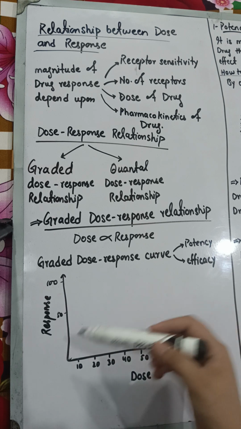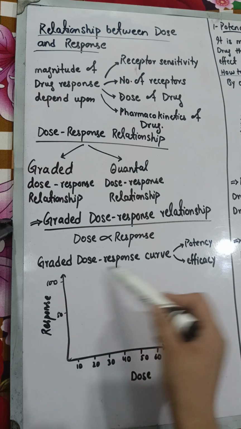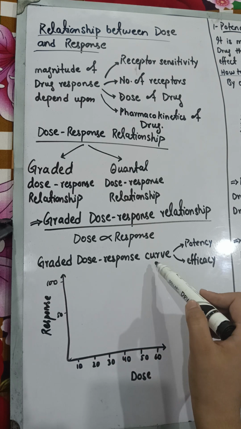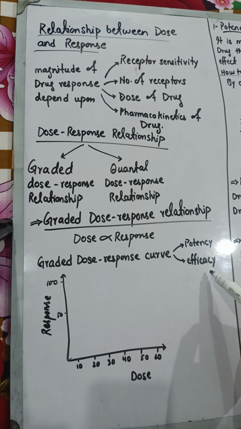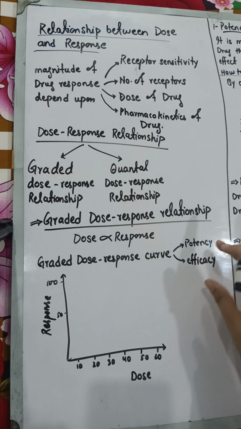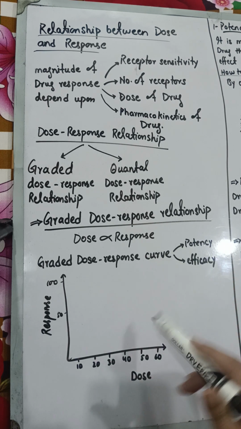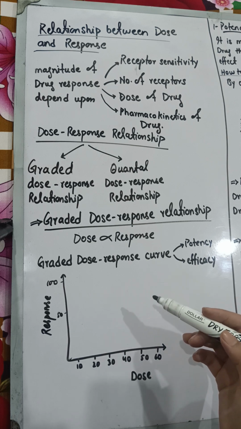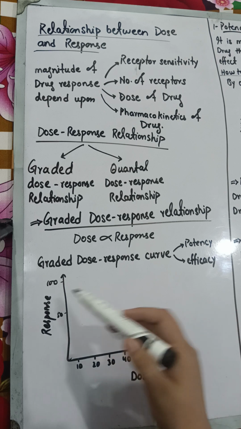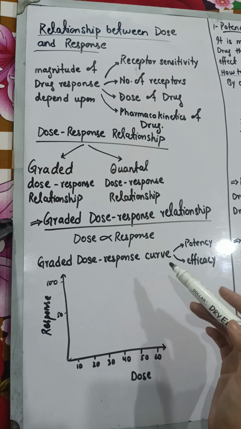This is the graded dose response curve. This curve is usually helpful for finding the potency and the efficacy of your drug. Before studying these two terms, I want to explain everything about the curve. First of all, I have given a patient a drug A, and I'm going to see what kind of graded dose response curve will be obtained for that particular drug.